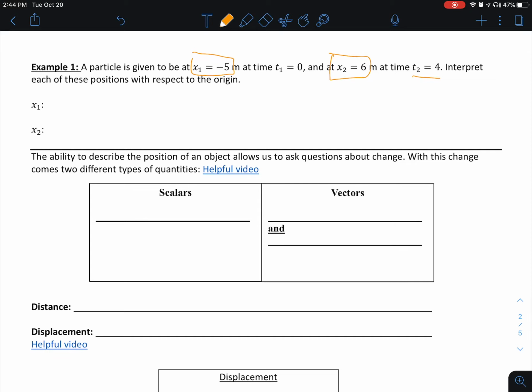Interpret each of these positions with respect to the origin. All I want you to be able to understand about x1, the -5 meters, is that it is 5 meters to the left of the origin, and that the positive 6 meters is 6 meters to the right of the origin. Ooh, physics is easy so far, right, guys? Yeah. Okay.